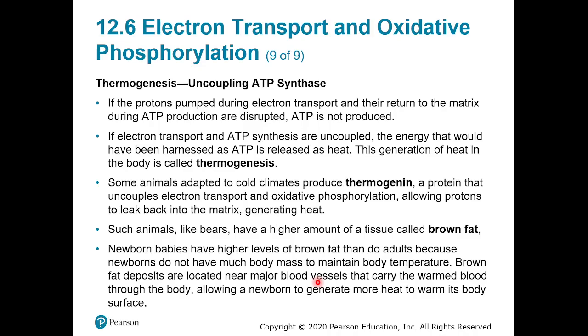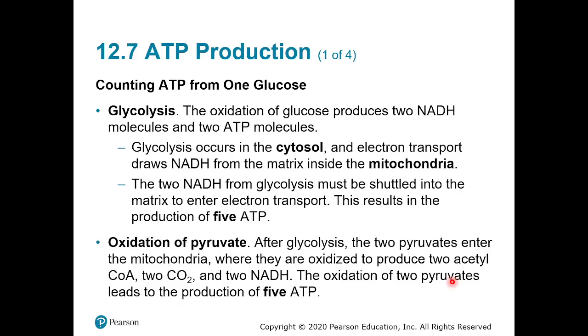They're going to have brown fat deposits located near major blood vessels. This is to help warm up that blood through the body, so it can circulate and keep everything warm. They're going to tend to generate more heat to warm the body's surface, and that's why, if you hold a baby, it's warmer than you. It feels warm. That baby literally is warm. It maintains a little bit warmer of a temperature. It loses heat easier, though, too.